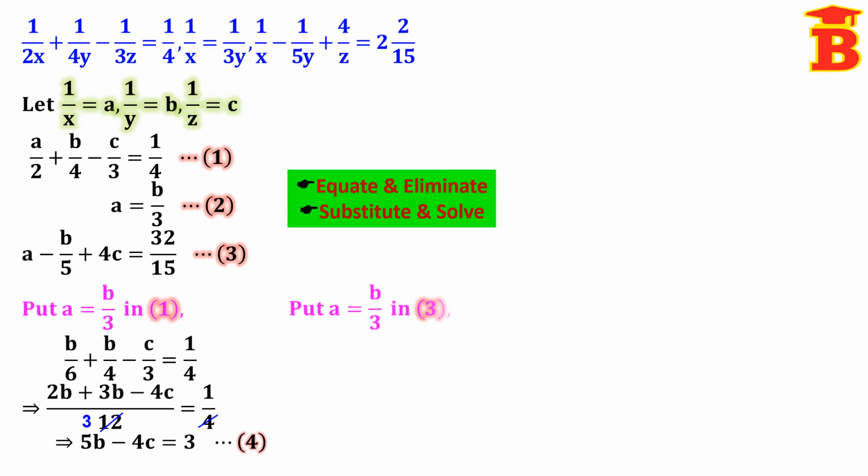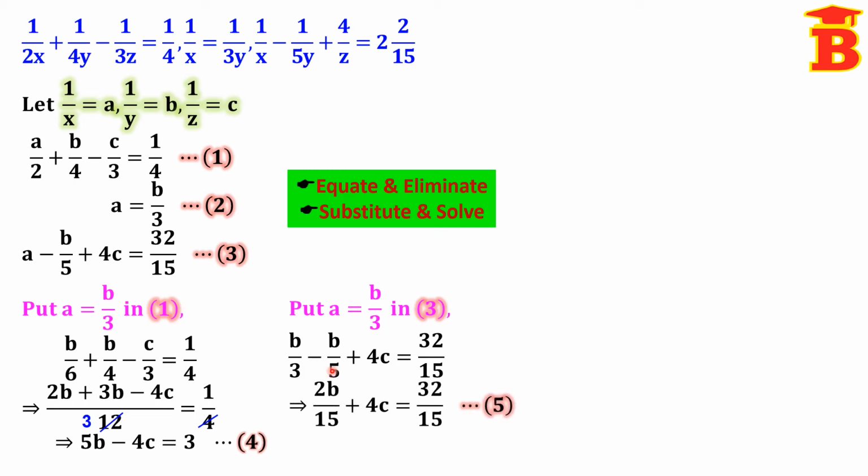Next put a equal to b/3 in the third equation. So here for this a, we substitute b/3 minus b/5 plus 4c equal to 32/15. Now take LCM only for these two terms. The denominators are 3, 5. 3 fives are 15, so 15 is the LCM. So we get 5b minus 3b, which is equal to 2b. So this is 2b/15 plus 4c equal to the right hand side, the same 32/15. Take it as equation 5.